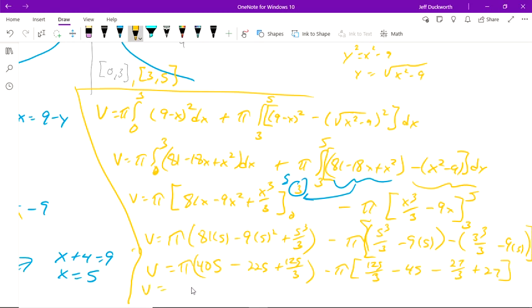Okay, anything I can cancel? Well, I have a 125 over 3, and because this is negative, a negative 125 over 3, those go away. 27 over 3 is just 9. So let's take a look here. So this is equal to pi, what do we have here? 405. So 180 on this side.